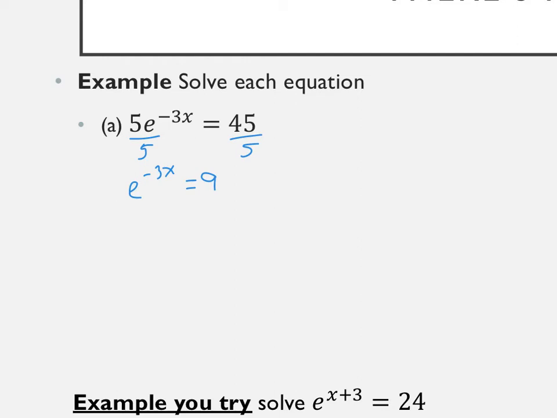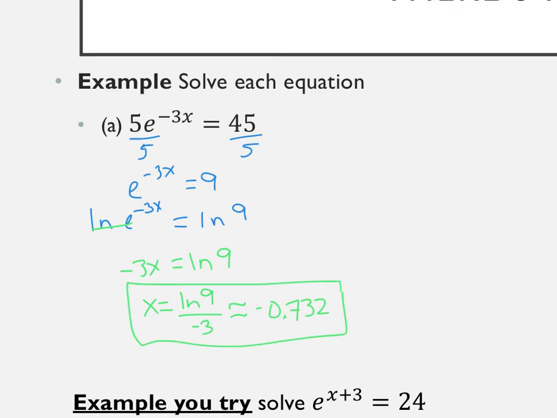Now, we're going to ask ourselves in our minds, what has base e? Well, what has base e is natural log. So what we'll actually do now is we'll natural log both sides of our equation. After we have done that, notice the natural log of e is just 1. So we're left with negative 3x equals the natural log of 9, or x equals natural log of 9 all over negative 3. And from there, you can just type that in exactly like you see in a calculator, and it should give you approximately negative 0.732.